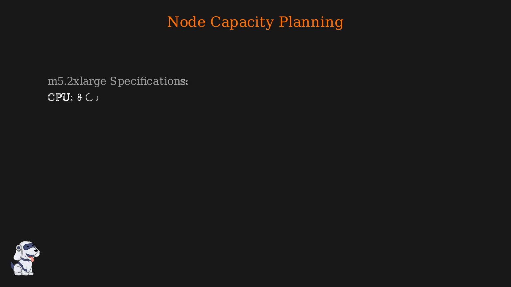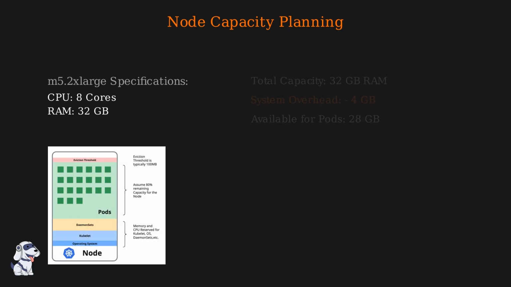To determine the capacity of a node, we start with the hardware specifications. An M5.2X large node provides 8 CPU cores and 32 gigabytes of RAM. We must account for system overhead, including the kubelet, operating system, and essential daemons. This consumes a portion of our resources, leaving about 28 gigabytes available for application pods.